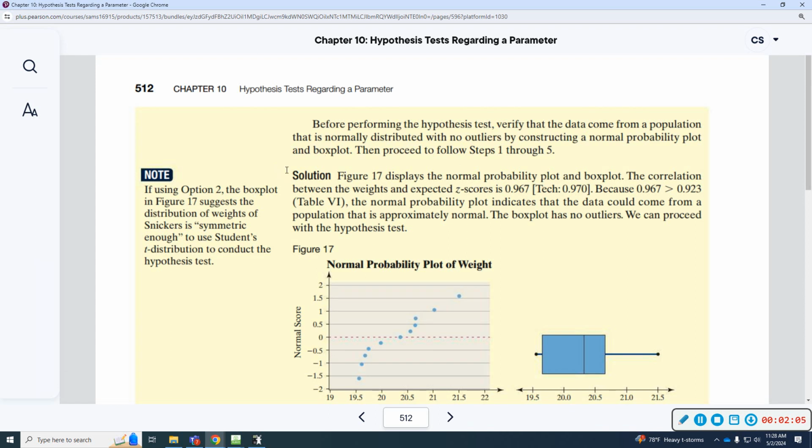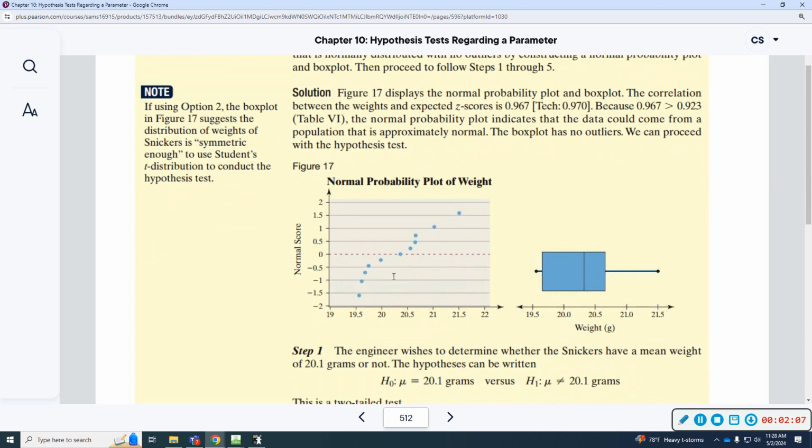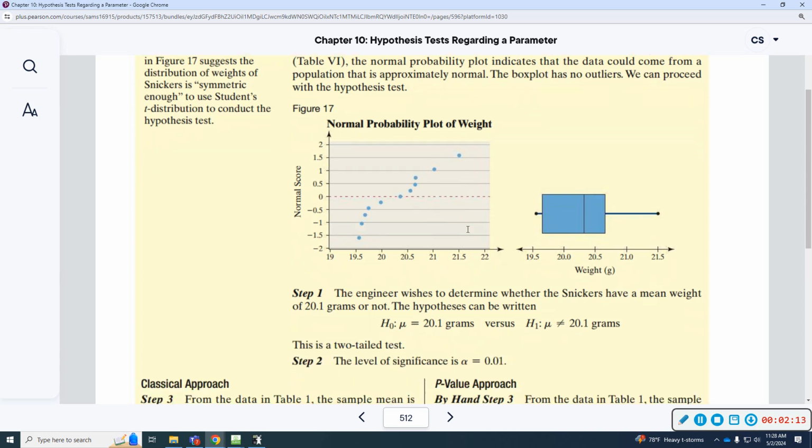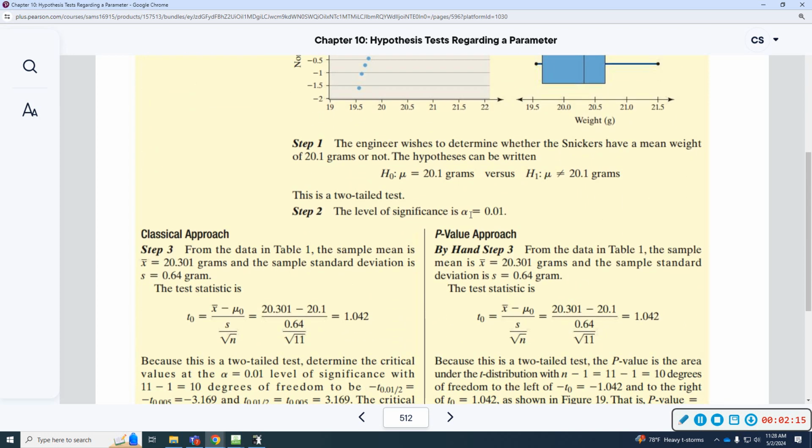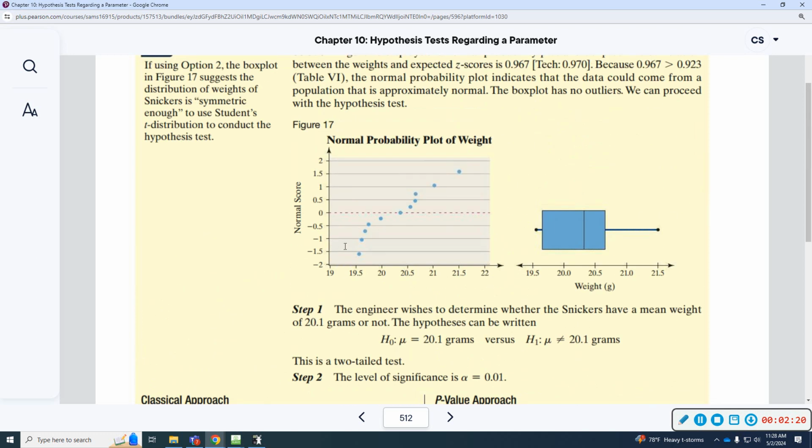Sometimes we have to look at normal probability plots and box plots to see if there are outliers. Using this robust procedure to verify normality, what you're looking for is roughly a straight line, and that there are no outliers. If there are outliers, we cannot use this.